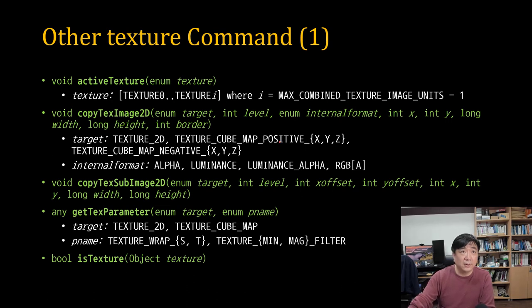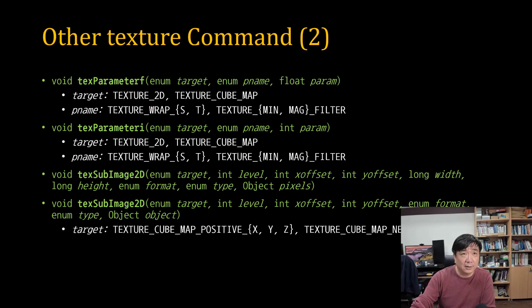So there are some other commands. For example, we can check what the active texture is. We can query it, and we can use copyTexImage2D to copy a partial image of a texture into another texture. We can get texture parameters, and we can also check whether an object is a texture, and the return value will be true or false. With texParameterf, we can set the wrapping, minify and magnify parameters. And we can also use texSubImage2D to set some partial image of a texture with data, okay?